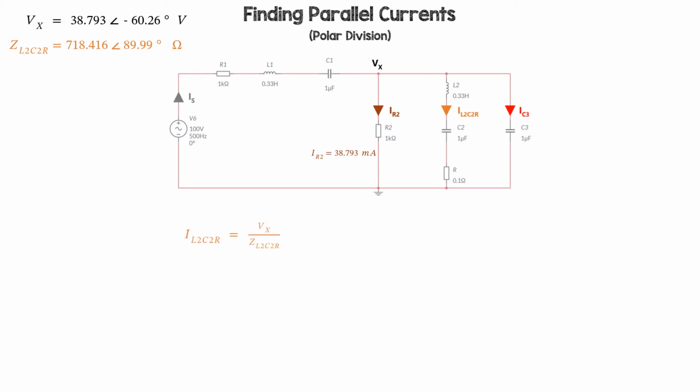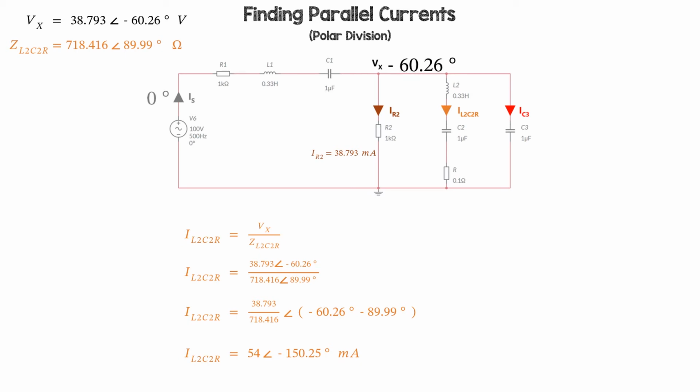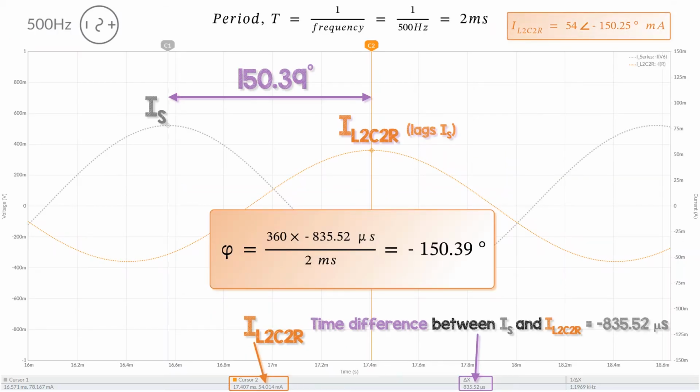Now we can find the current through L2C2R, which is the voltage across it, Vx, divided by its impedance. And the angle is going to be minus 60.26, take away 89.99 degrees. Be careful with the negatives and the positives when you're adding or subtracting the angles. So that's 54 milliamps at an angle of minus 150.25 degrees compared to the supply current, which is the reference vector. You can show that on Multisim, and the angle comes out as minus 150.39 degrees, which is pretty close from observation.